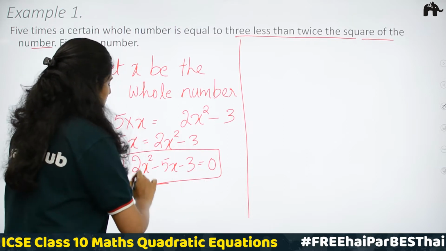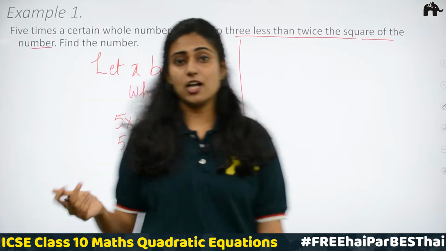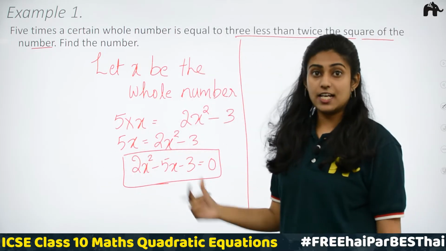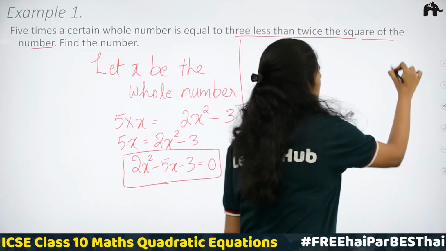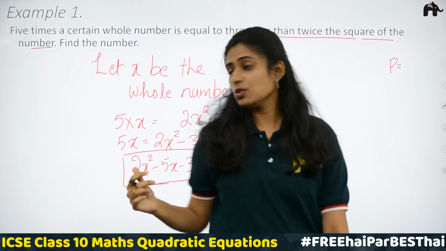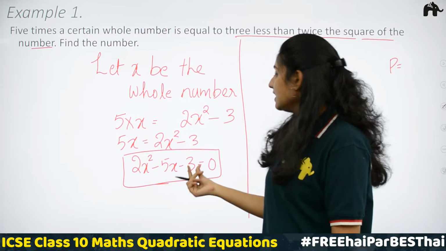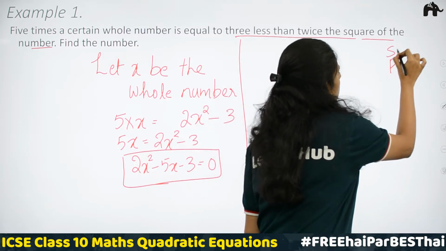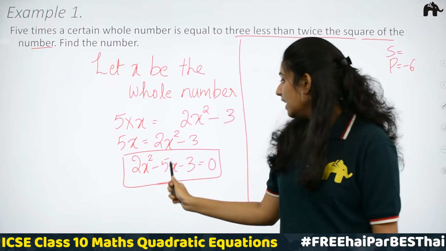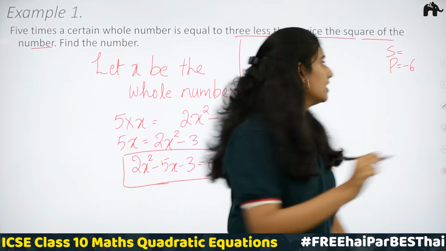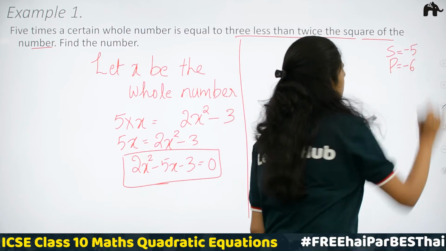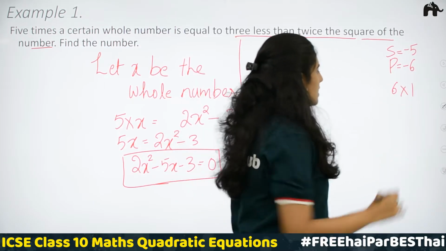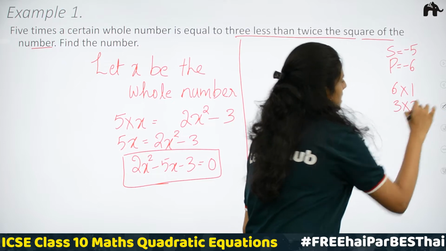Okay. Now here, we can use the method of factorization to solve this. We have to choose two numbers such that the product of numbers should be equal to a into c. Here a is 2 and c is minus 3. That is minus 6. And the sum of the two numbers should be equal to b. Here b is minus 5. Sum minus 5. To get 6, 6 into 1 is 6. 3 into 2 is 6.